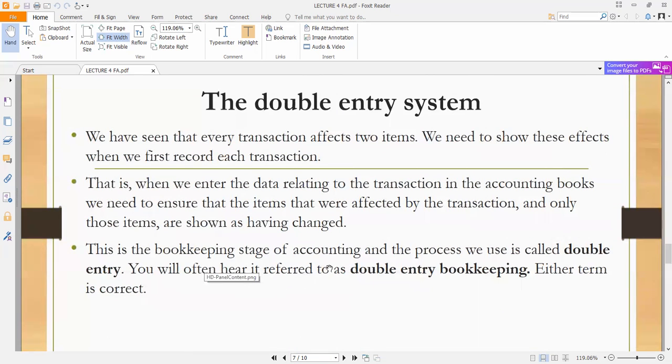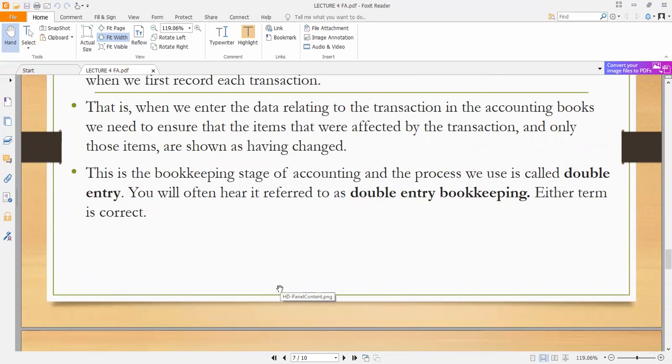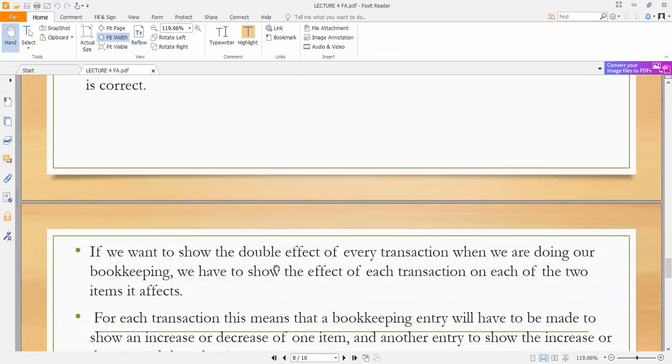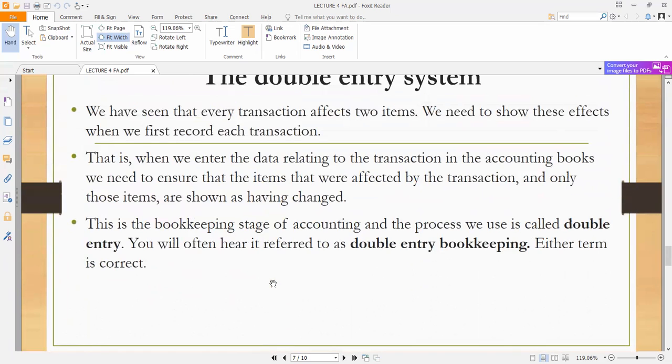Here what we're just trying to say is that when we have those two series of transactions, we call it a double entry. You will often hear it referred to as double entry bookkeeping. Either term is correct, either double entry or double entry bookkeeping, which just means that there were those series of transactions either coming in or going out.